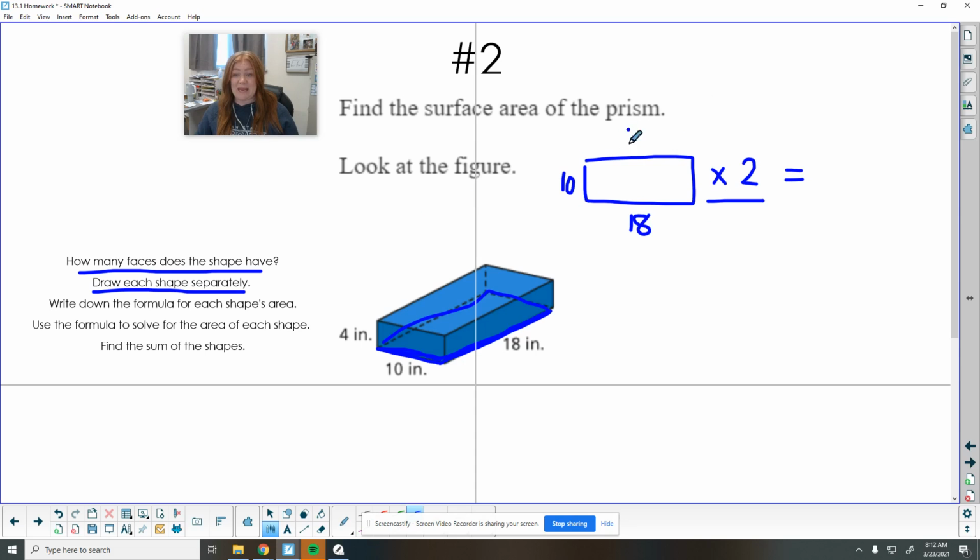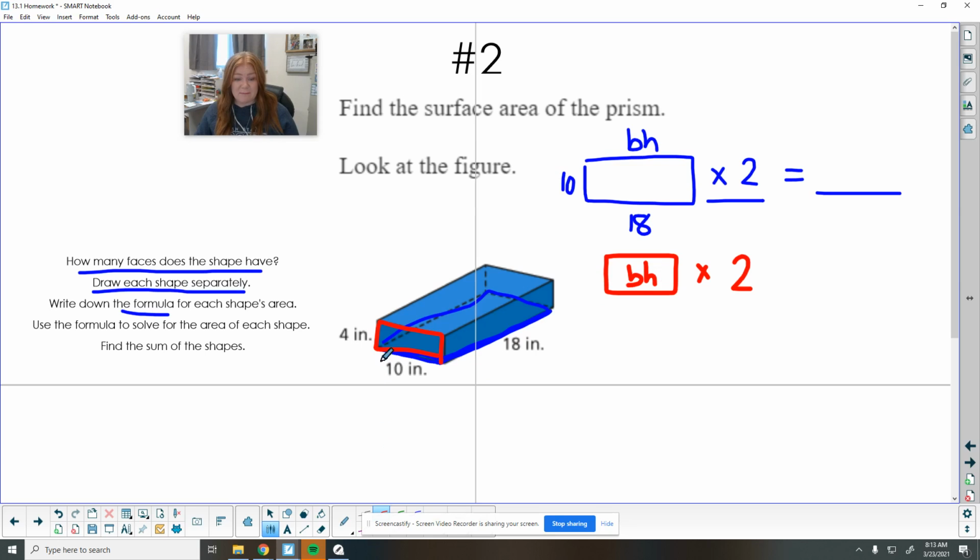So base times height is my formula. Now I'll use 10 times 18, but I have 2 of these shapes for a top and a bottom, which will give me this first problem here. Okay, so now let's look at these sides here. Again, it's a rectangle, and this front and the back are the same, so I have two of those. So it's a rectangle, so again, my problem is base times height.